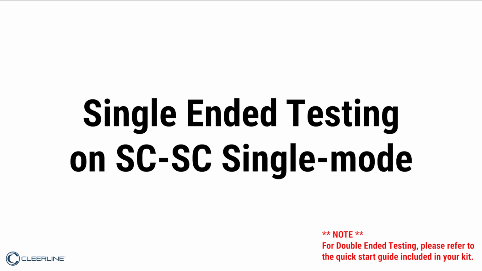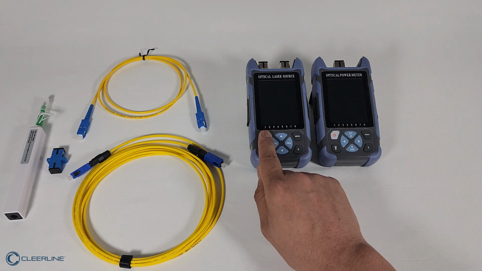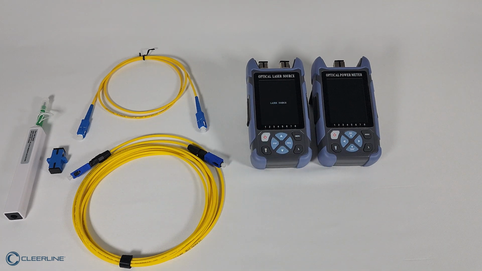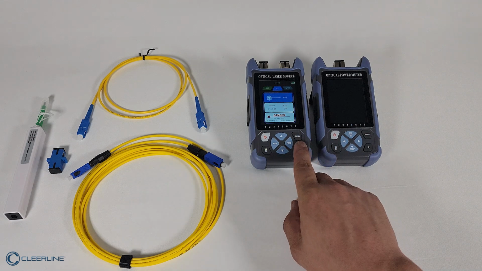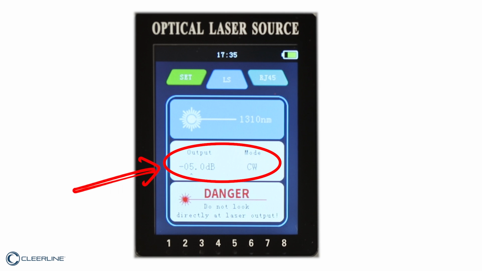Now let's begin testing our SC to SC single mode fiber utilizing the SSF-TKITP-500. First, let's power on the OLS and confirm the auto off function is not set to on. Now select wavelength necessary for this test, in this case 1310. Also, ensure that the output power is set at -5 dB and the frequency mode set to CW.